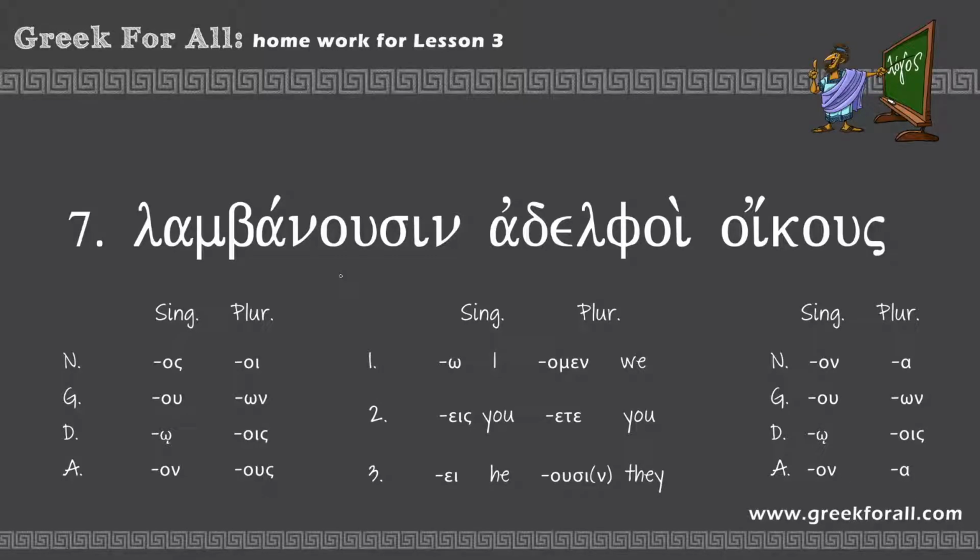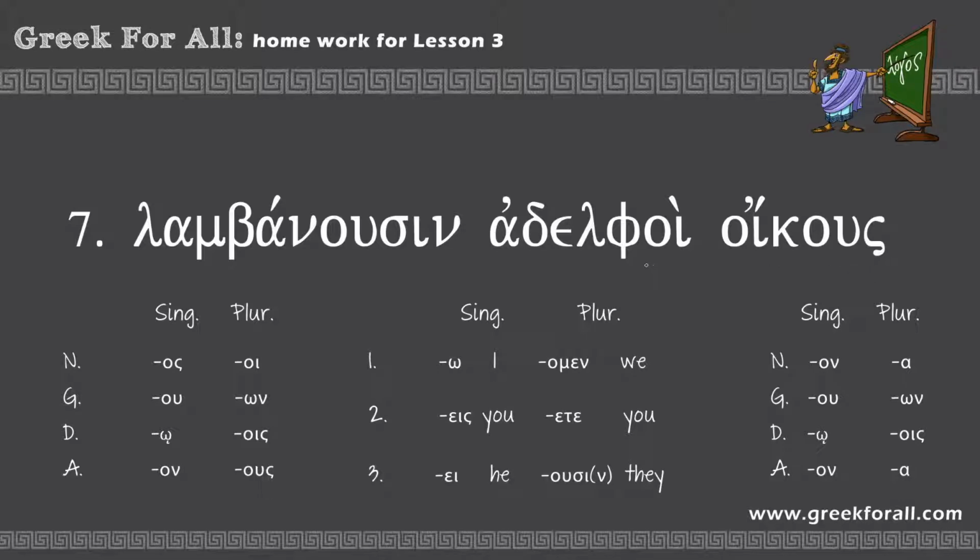And the second example, which we are going to look at today, is number 7 in your homework. Let us read it. Lambanousin adelphoi oikous. Lambanousin adelphoi oikous. And we will begin by finding our subject, and then the verb, and then our direct object. We remember the subject should be in the nominative case. So we have two nouns here, adelphoi and oikous.